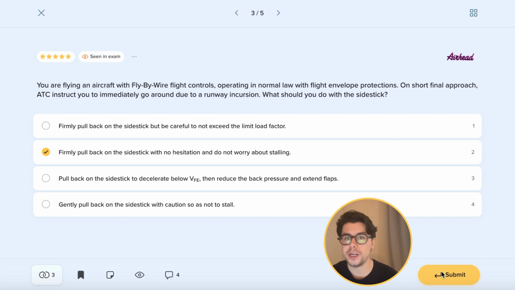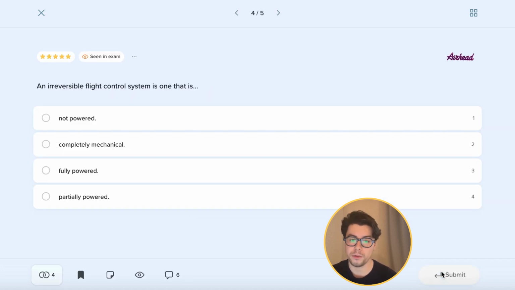And question number 4. An irreversible flight control system is one that is. So there are two main types of these systems. So it's a reversible and irreversible. An irreversible flight control, you can think about it that if you are moving the control surface, not the yoke or the side stick, so the control surface, then nothing will move inside of the cockpit. It's irreversible. The moment you reverse one, the other will not. So this is how I always think about it. And the reversible one will be, of course, the opposite.